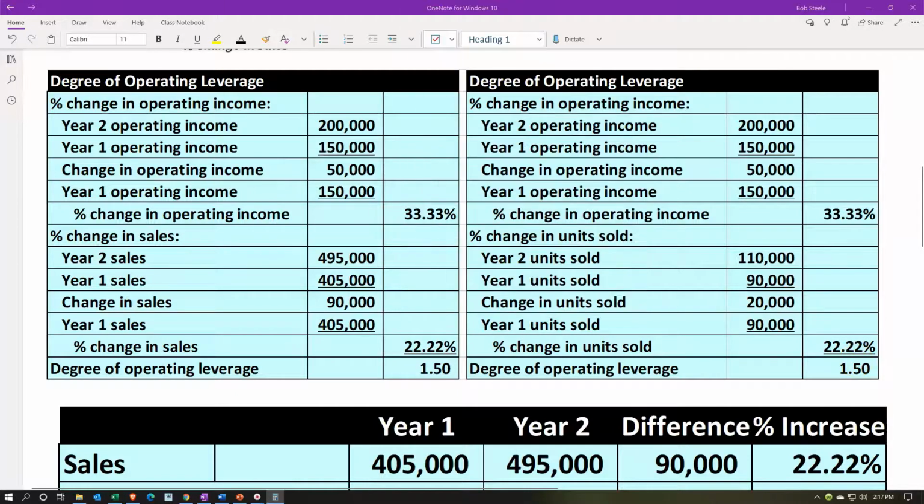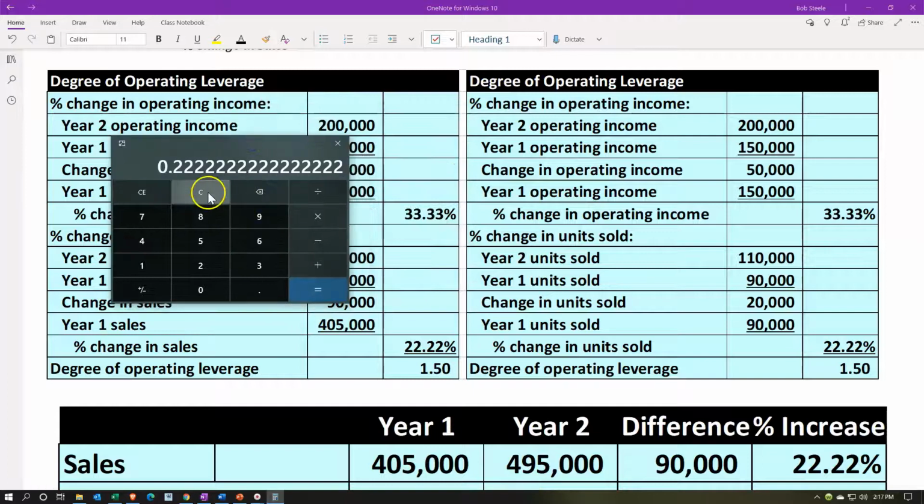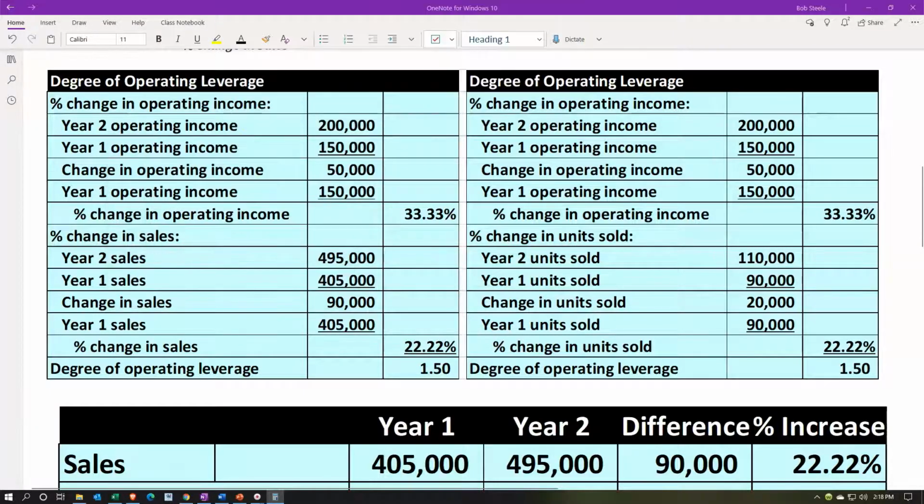So now we've got our numerator and denominator. The denominator we look at in slightly different ways, and then we can do our division problem, and we can do it in a percent way, or if I convert this back to a decimal, it would be 0.3333 divided by 0.2222, and that's going to give us the 1.5 degree of operating leverage.